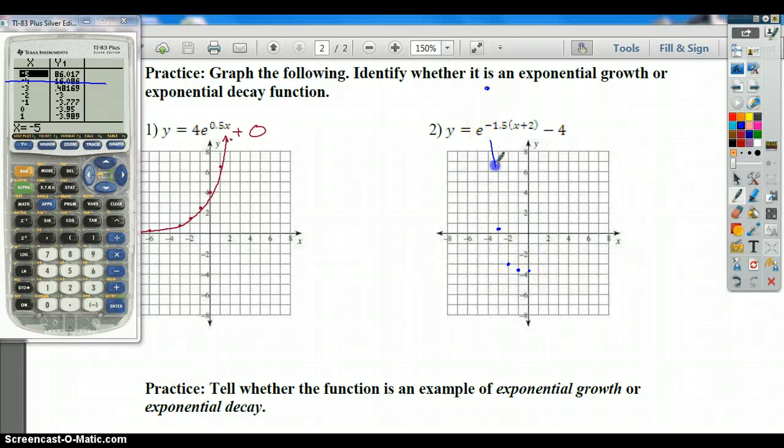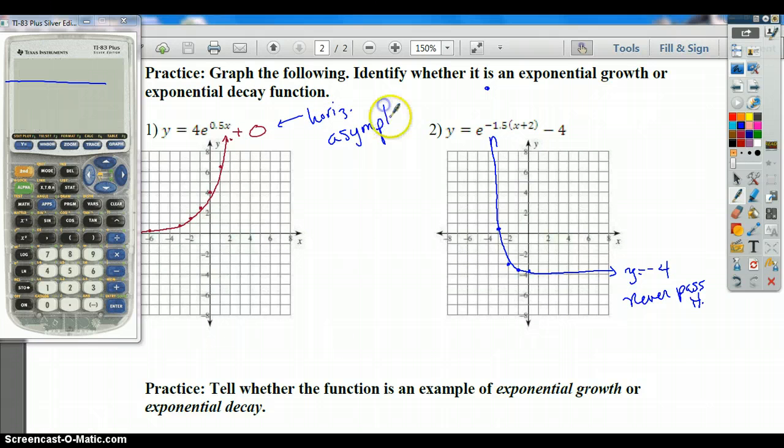So we start from like positive infinity. And then we really start to taper off. We get close to negative 4 without passing it. So this line, y equals negative 4, never passes it. Okay? That would be your horizontal asymptote right here. This horizontal asymptote is here. So this is your horizontal asymptote. That's your horizontal asymptote, 0.